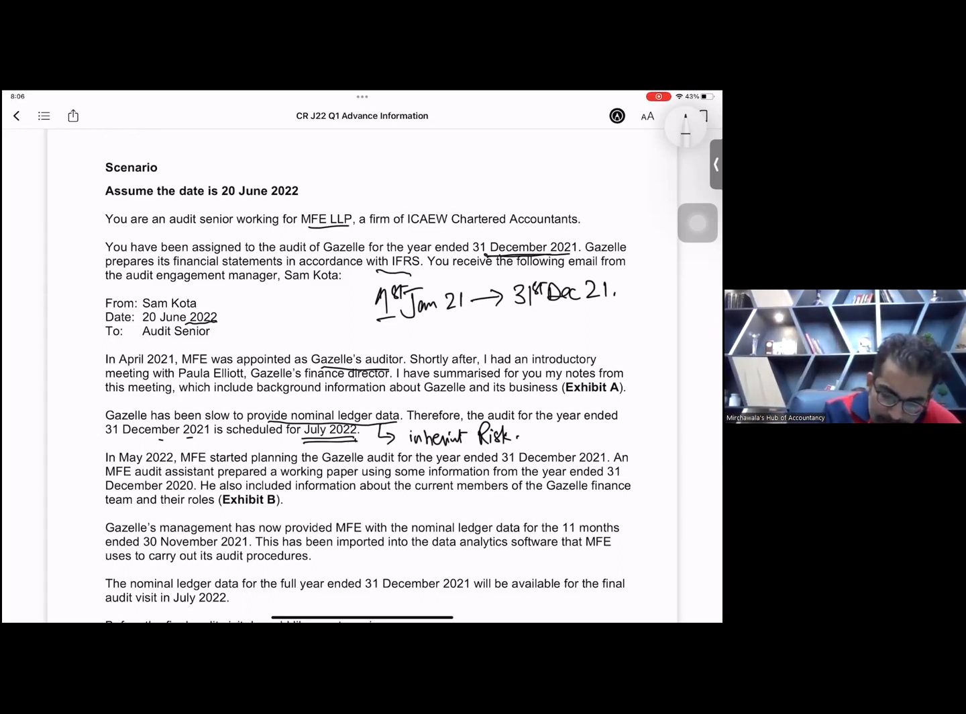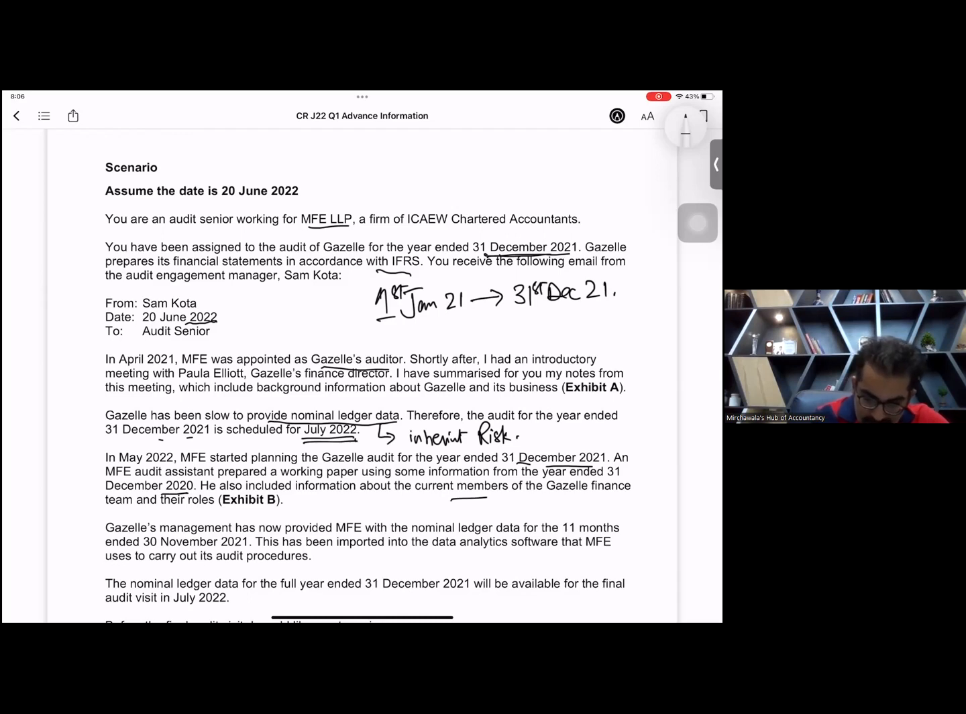In May 2022, MFE started planning the Gazelle audit for the year ended 31st December 2021. An MFE audit assistant prepared a working paper using some information from the year ended 31st December 2020. He also included the information about the current members of the Gazelle Finance. Now, this is a general discussion, not specific.